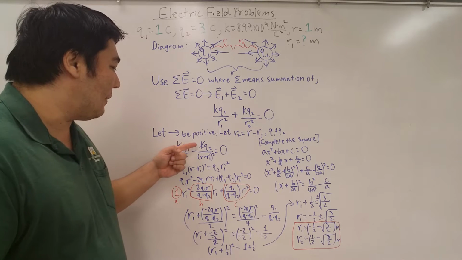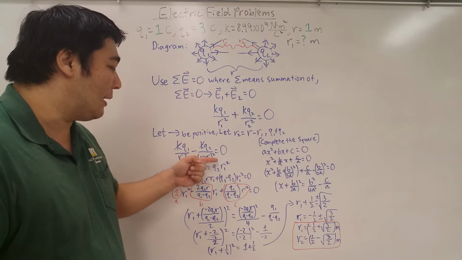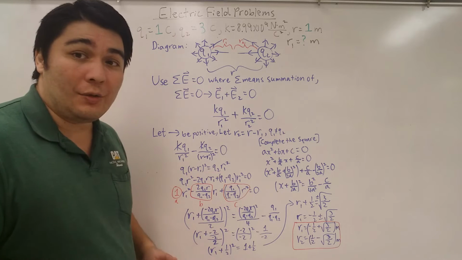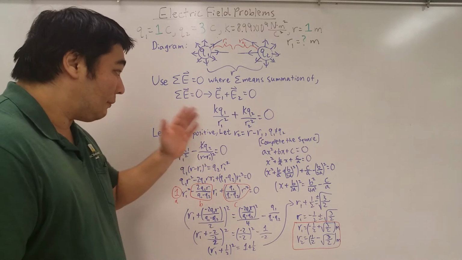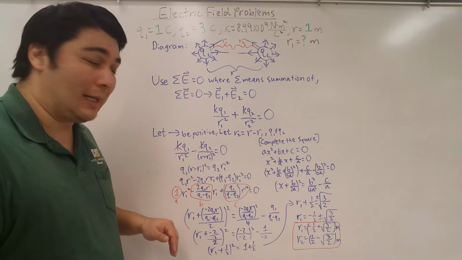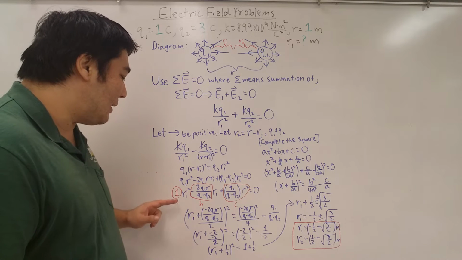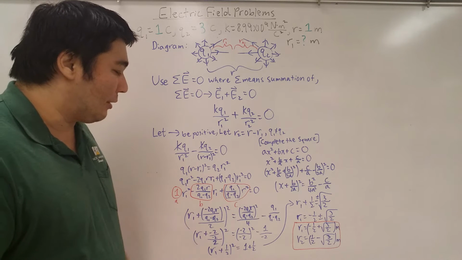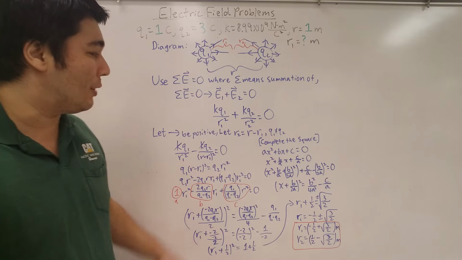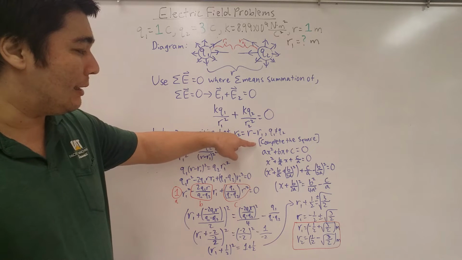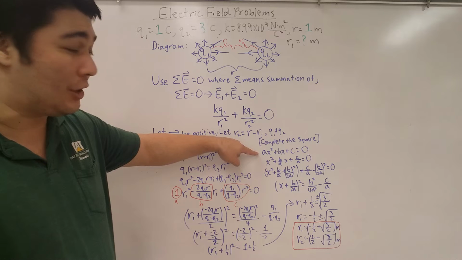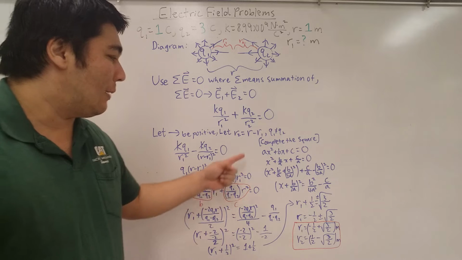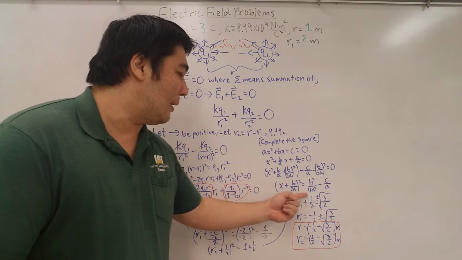kQ1 over R1 squared minus kQ2 over R minus R1 quantity squared equals 0. Our k's cancel. Our Q1 and Q2 don't cancel in this one because they're not the same, so we actually have to take them into account. So we get the exact same setup as last time with the quadratic formula. I've got my A, B, and C terms over here. Now I'm going to go to completing the square, and it starts off with a general quadratic, ax squared plus bx plus c equals 0. And what you get at the end is this formulation.